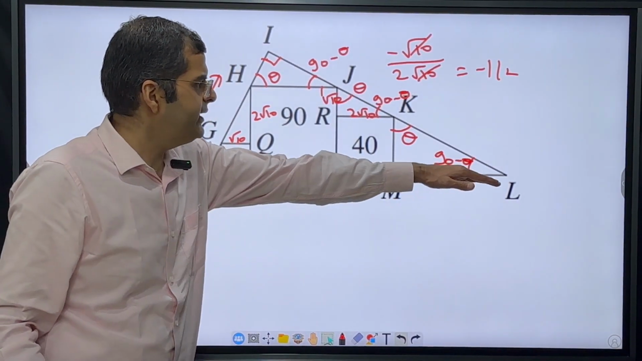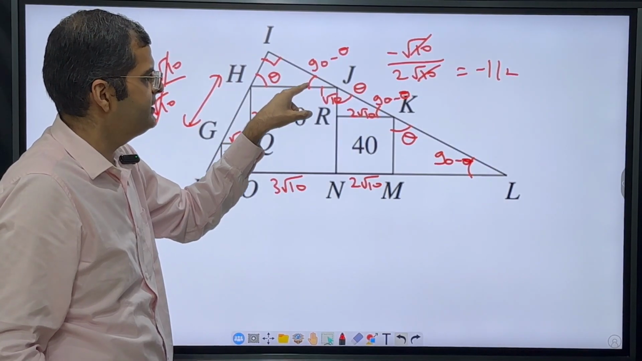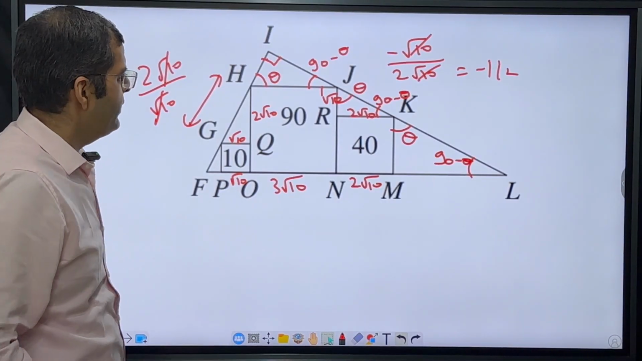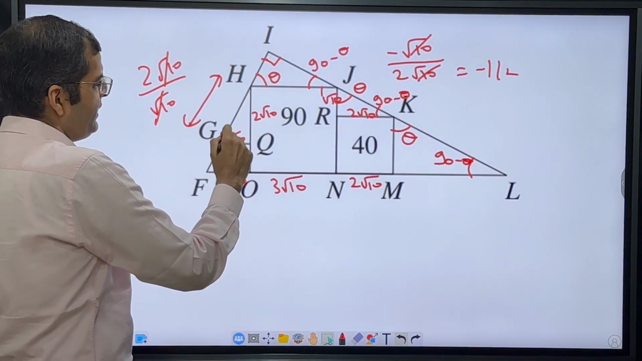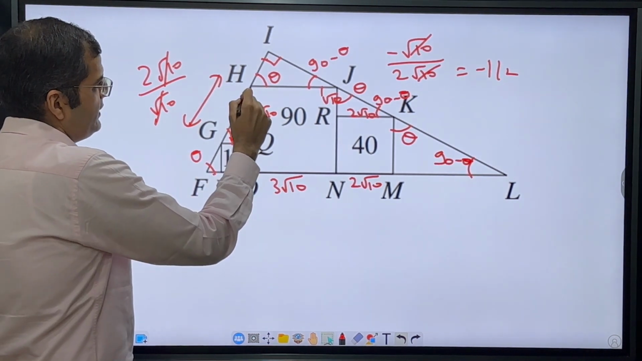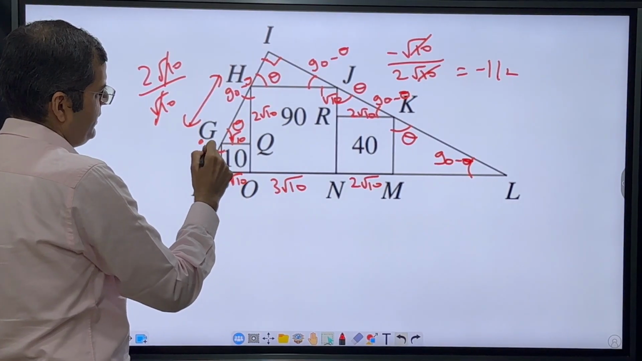Also, you can look at it: these are straight lines. If this is 90 minus theta, this has to be 90 minus theta, and this has to be 90 minus theta. Similarly, these are straight lines, so if this is theta, this is theta. Now, by the same logic, if here it is theta, this has to be theta, this has to be theta. Then this has to be 90 minus theta, and this has to be 90 minus theta.